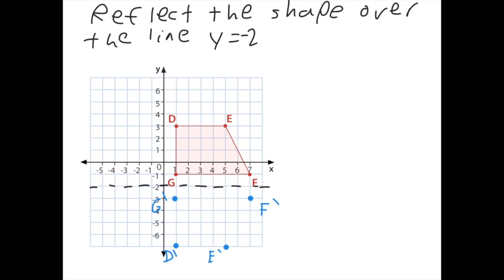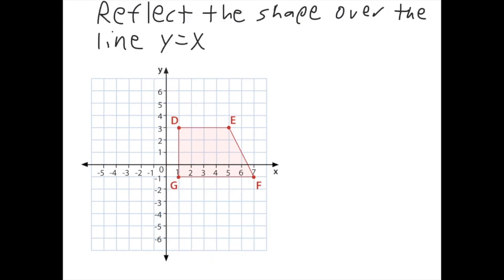Now just connect the shape with lines, and now we have our final reflection. Quadrilateral D prime, E prime, F prime, G prime. And that's pretty much all you have to do with any reflection. But let's look at another one.